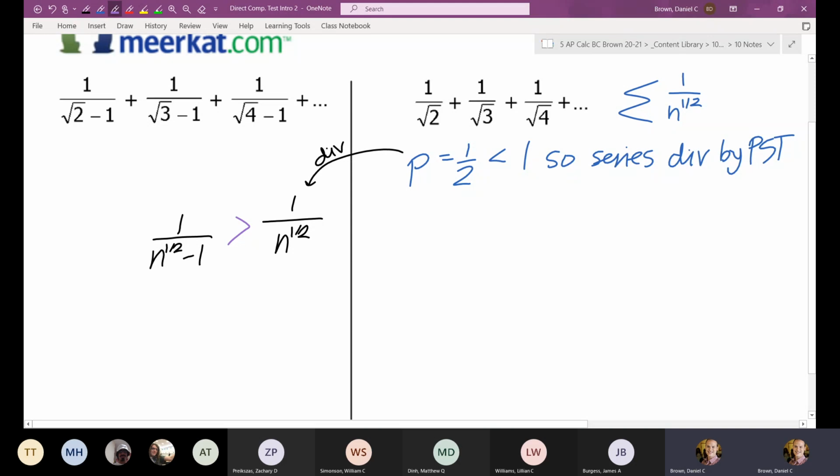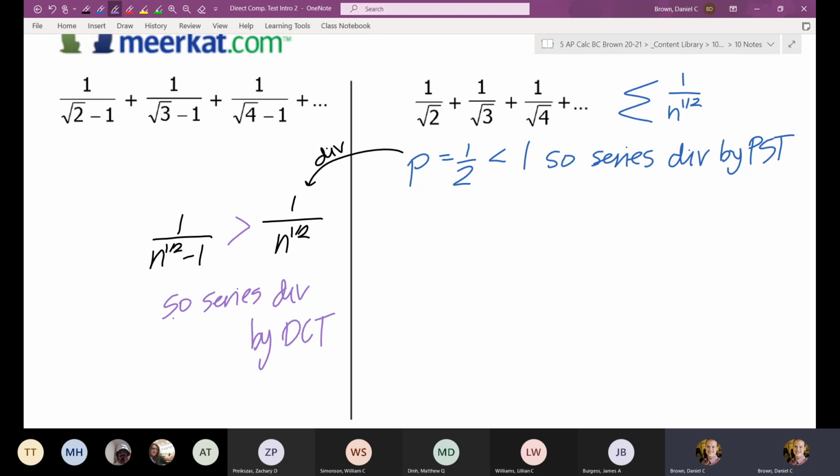And then we can draw a conclusion. Well, if 1 over n to the 1/2 diverges, like it is so big that it's going to diverge, what do we know about anything bigger than something that's already diverging? It also diverges. So the series also diverges by the direct comparison test. So that's basically the idea that we're looking at for the direct comparison test.